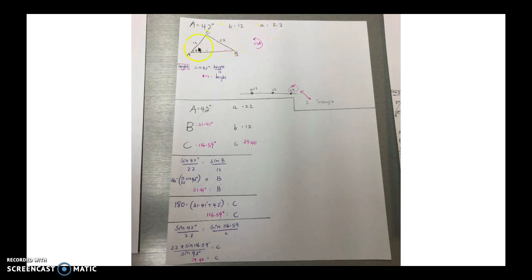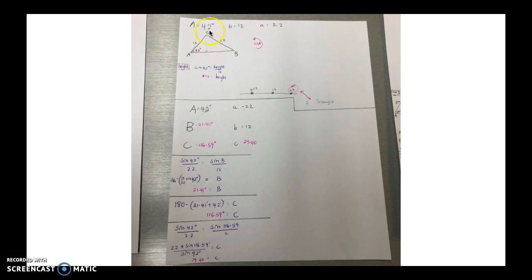First off, you need to sketch. You need to label your triangle counterclockwise ABC, and then you need to input all the information you're given. The 42 degrees, the 12 units, which is B, that will be across from angle B, and then 22 units, which is across from angle A. So I input all that.